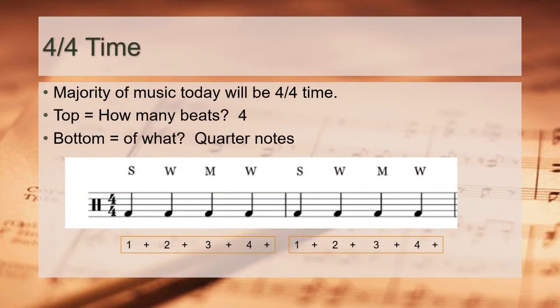Okay, so let's quickly run through the 3 basic time signatures that you will encounter when learning to play the piano. The majority of music today will be in 4/4 time. If we quickly do the rule again of how we calculate this, the top number, which is a 4, tells us how many beats: 4 of what? Quarter notes. So per bar there are 4 quarter notes.